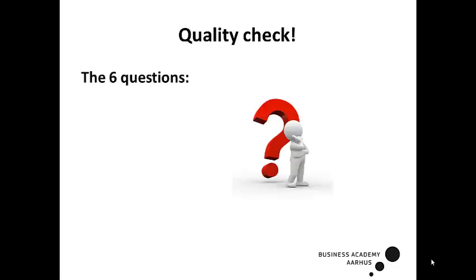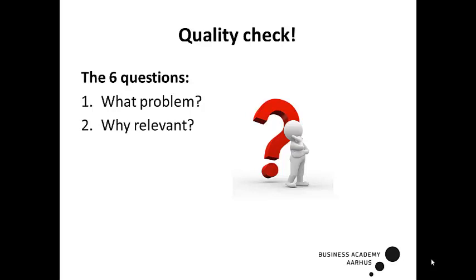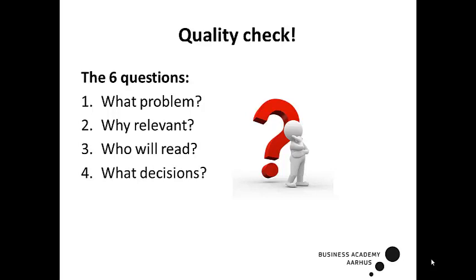Quality check. When you have identified what you think is a relevant and interesting topic, try to answer these 6 questions in your own words. What is the specific problem or opportunity you're trying to solve? Why is it relevant and important to the company? Who will read your report? What decisions should the company be able to make based on your report?